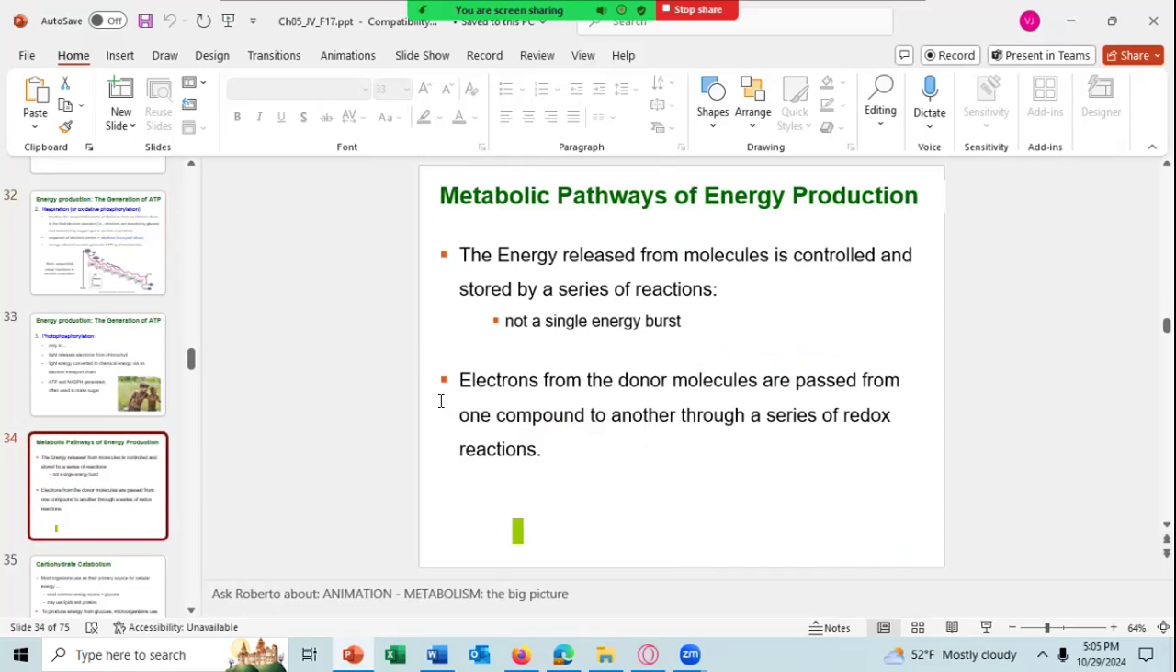So electrons from donor molecules are passed from one compound to another through a series of redox reactions, and they're giving up their energy in slight increments. And that's why a cell can make ATP from burning glucose and stay at around 37 degrees. Because if you were to light the glucose, you would be something like 1,000 degrees. I don't remember if that's Fahrenheit or Celsius, but it's a really high temperature.